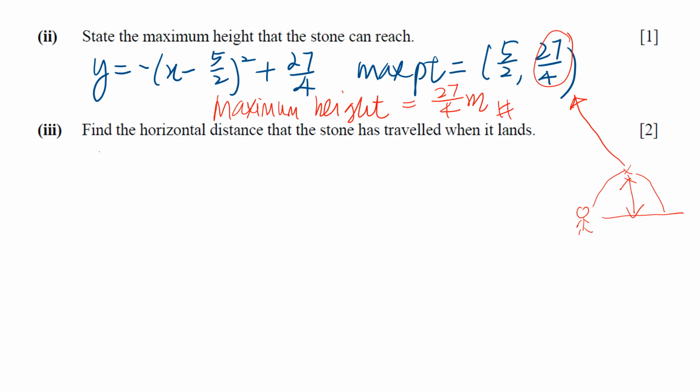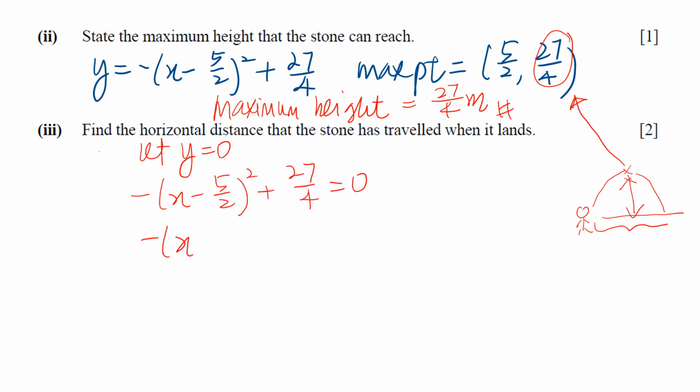And find the horizontal distance that the stone has traveled when it lands. Horizontal distance means this distance here. So this distance is when you let y equal 0, because y represents the height. When the stone drops to the ground, the height is 0. So to find the horizontal distance, you let y equal 0. Negative bracket plus 27 over 4 equals 0. Multiply by negative on both sides.